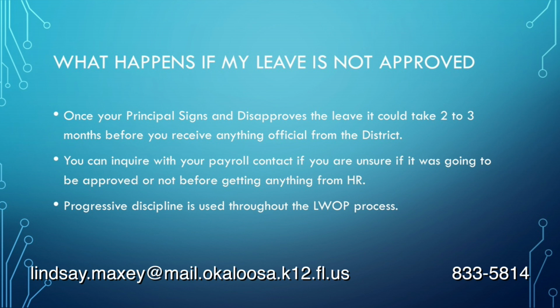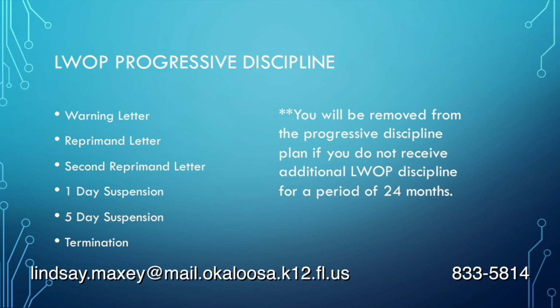Progressive discipline is used for all disapproved leave without pay. Approved leave without pay will not follow this progressive discipline process. The first disapproved leave without pay would be a letter of warning. The second would be a letter of reprimand. The third would be your second letter of reprimand. The fourth is a 1-day suspension. The fifth is a 5-day suspension. And finally, termination. You will be removed from the progressive discipline plan if you do not receive any leave without pay discipline for a period of 24 months.